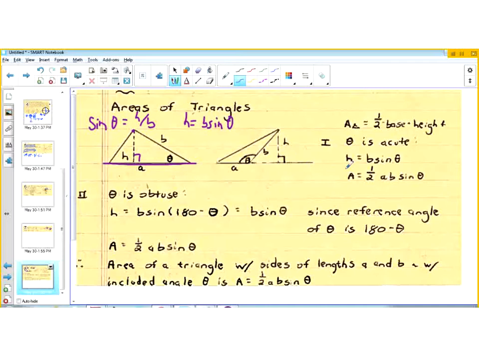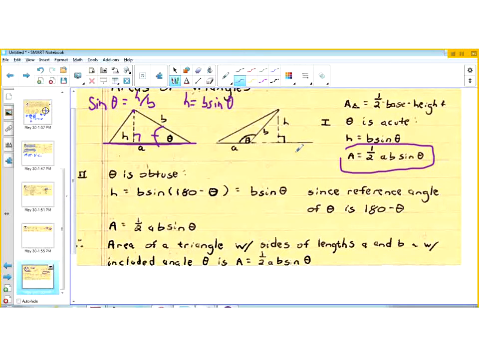And then we'll just plug that into the area formula for the area of a triangle. So the area of a triangle for an acute angle is 1/2 times a times b times the sine of the angle between the two sides. So if you know the measure of the angle between two sides of a triangle, then you can calculate its area in terms of theta. Now, if theta is obtuse, as shown in this illustration, the height is b times the sine of 180 degrees minus theta. So that's that angle right there.